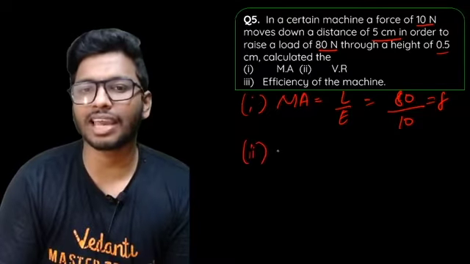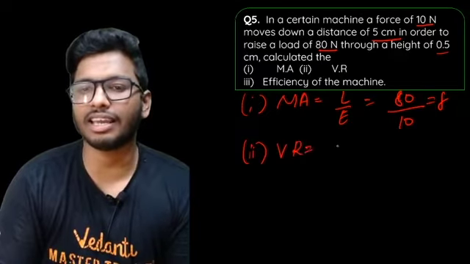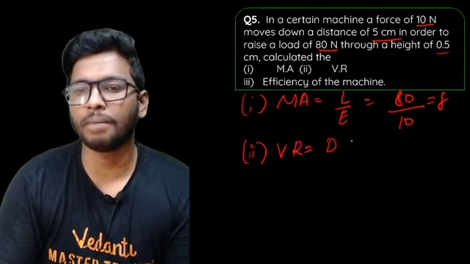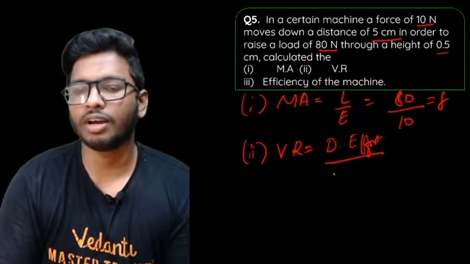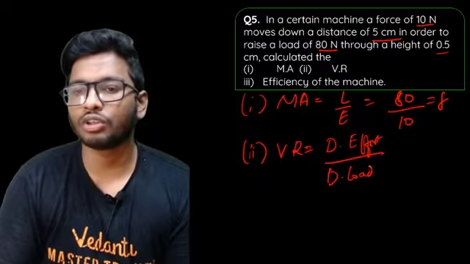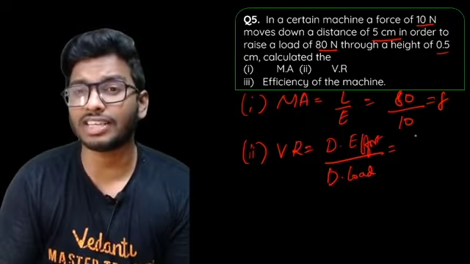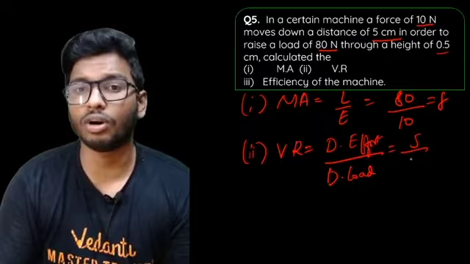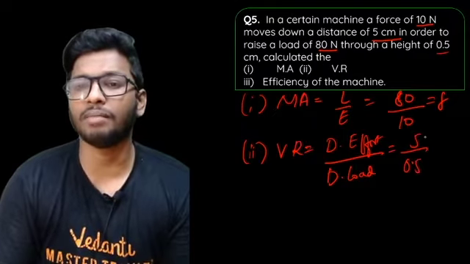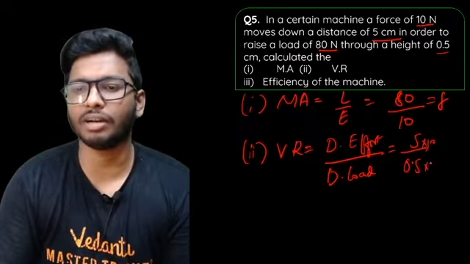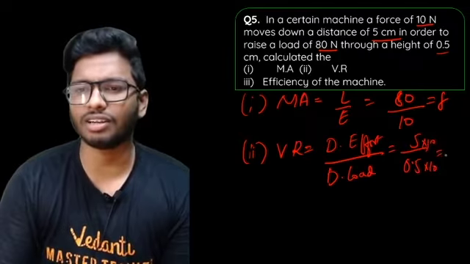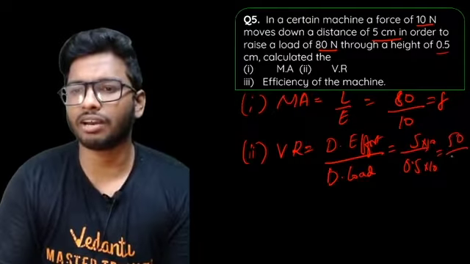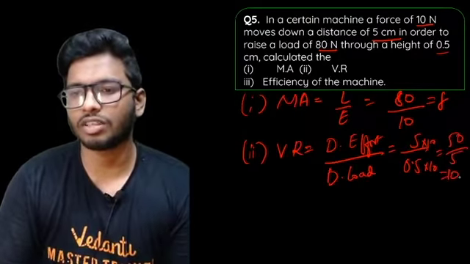Now to calculate the velocity ratio. Velocity ratio is basically the distance moved by the effort divided by the distance moved by the load. So distance moved by the effort is how much? It's 5 centimeters, and distance moved by the load is 0.5 centimeters. Multiply and divide by 10, so you get 50 divided by 5, which is nothing but 10. So the answer is 10.